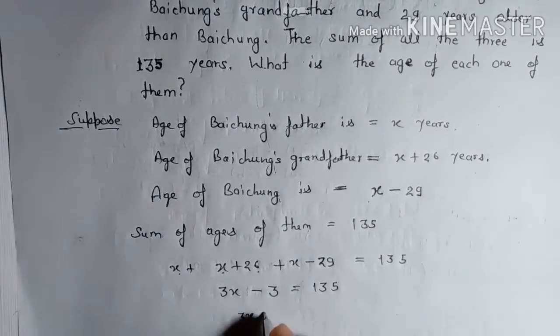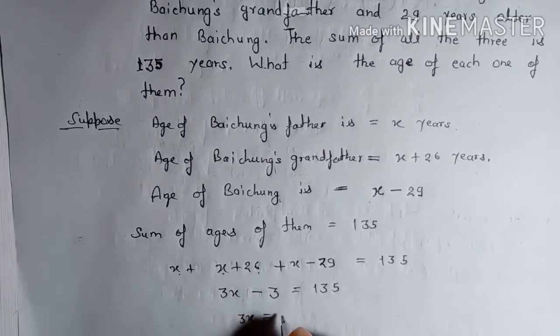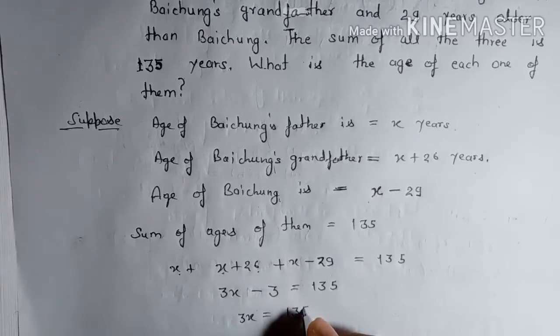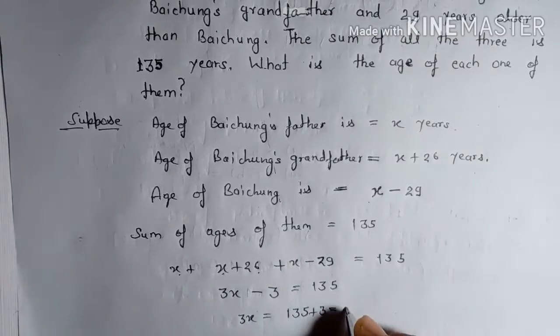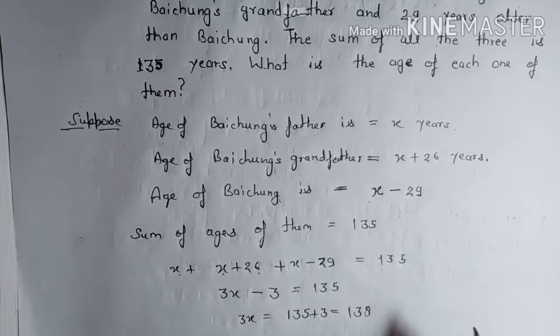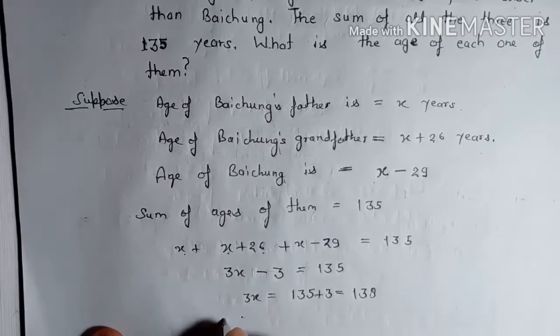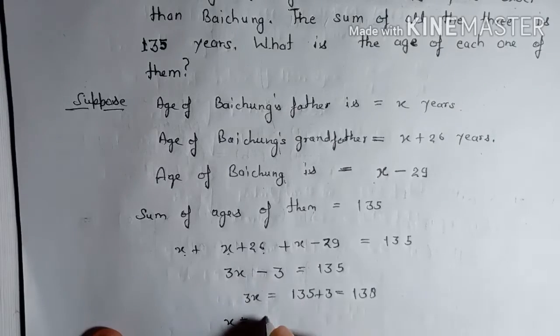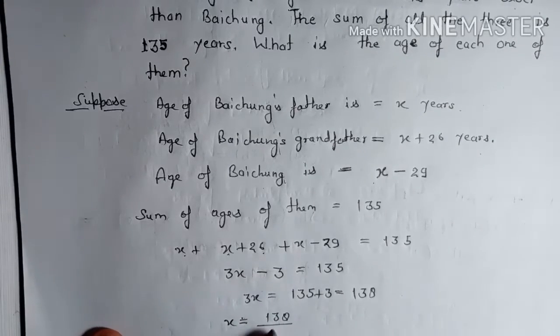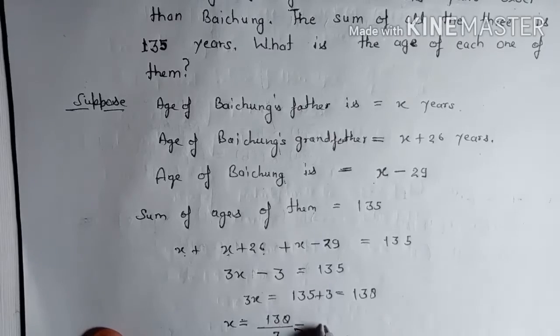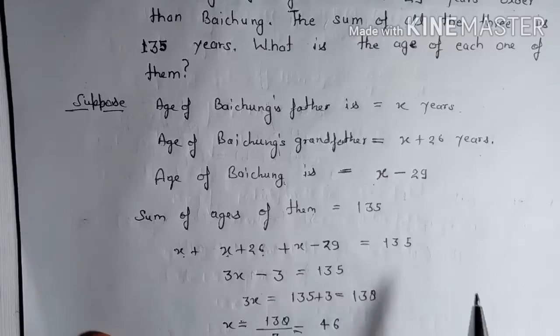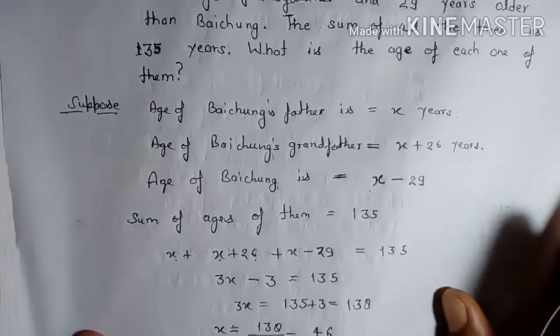So 3x is equal to, transpose this minus 3 here this time, so 3x is equal to 135 plus 3, that is equal to 138. So our x is equal to 138 upon 3, and result is 46. And we need to find age of each one of them.